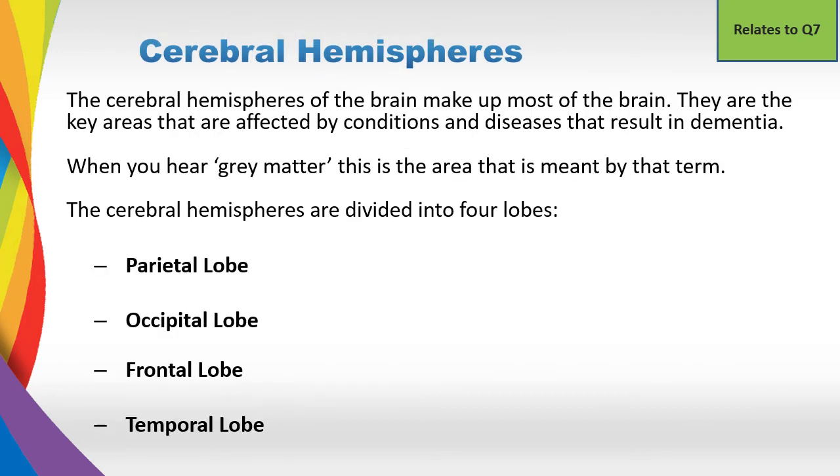So the cerebral hemispheres, these make up the majority of your brain. So they are the key areas that are affected by conditions and diseases that result in dementia. So if you hear the term of grey matter, this is the area that is meant by that term. The cerebral hemispheres are divided into four lobes, and here we have the names of those lobes. So we have the parietal lobe, the occipital lobe, the frontal lobe, and the temporal lobe.